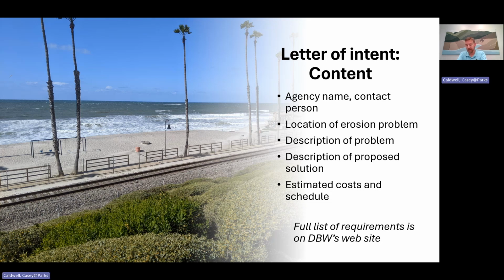Key points that must be in the letter include the location of the problem, and the erosion problem must be described in sufficient detail for us to understand why it's truly a problem. The fact that a cliff or a beach is eroding isn't necessarily a problem because state policy directs us to let nature take its course where that's practical. Interventions can be expensive and disrupt natural processes, so they should really only be undertaken when justified.